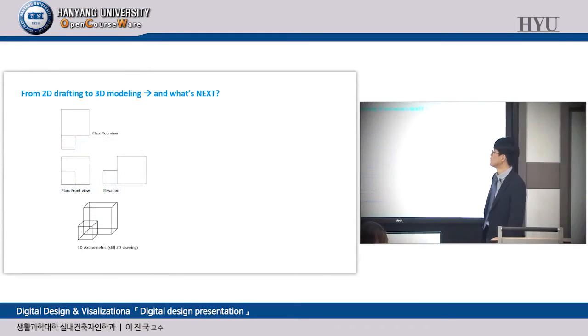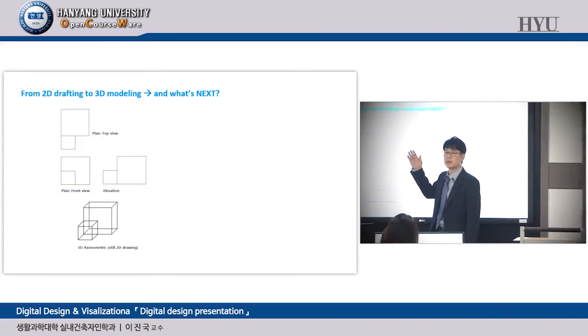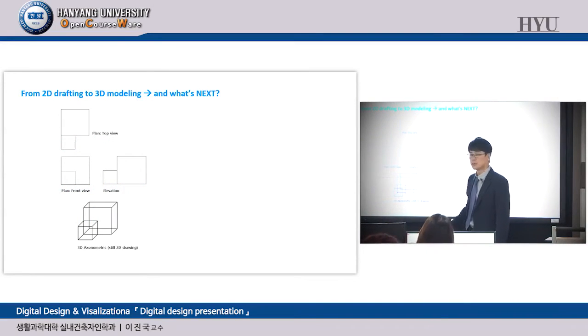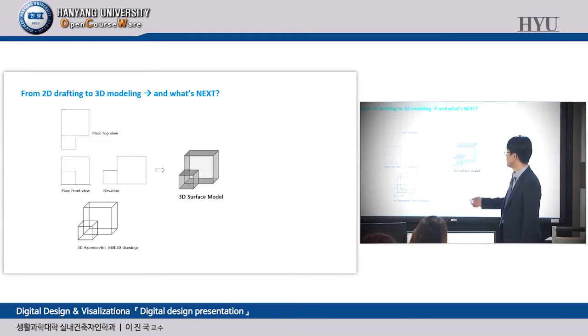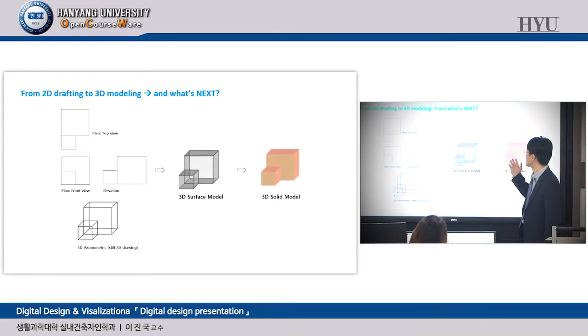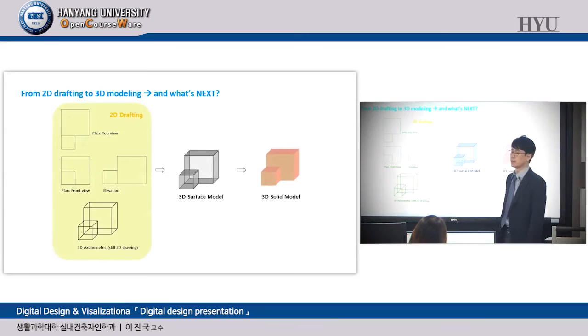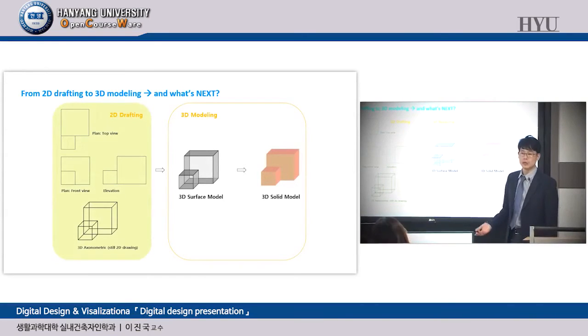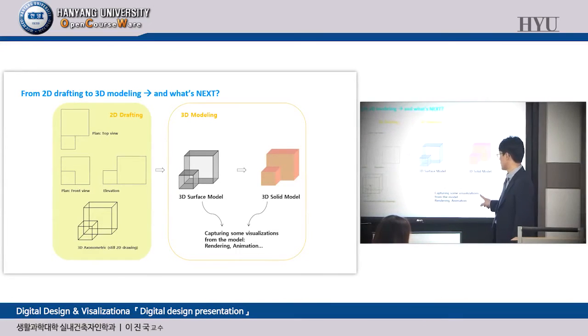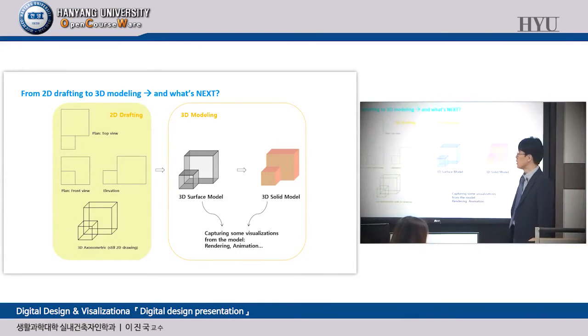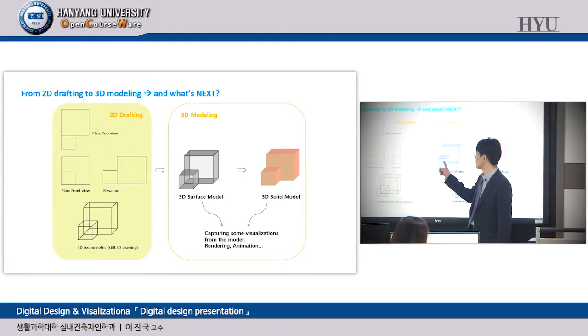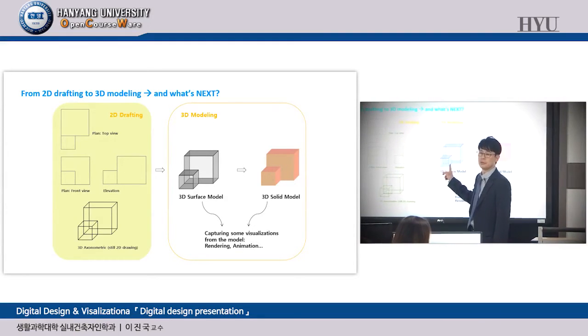So let's take a look at this one. From 2D drafting to 3D modeling, this is conventional drawings: floor plan, elevation, section, 3D axonometric, and 3D surface model. I told you somebody developed this one, and solid model, but this is just 2D drafting. This is a 3D model. Why do we need a 3D model? Capturing some visualizations from the model. So how to derive elevation, front view?